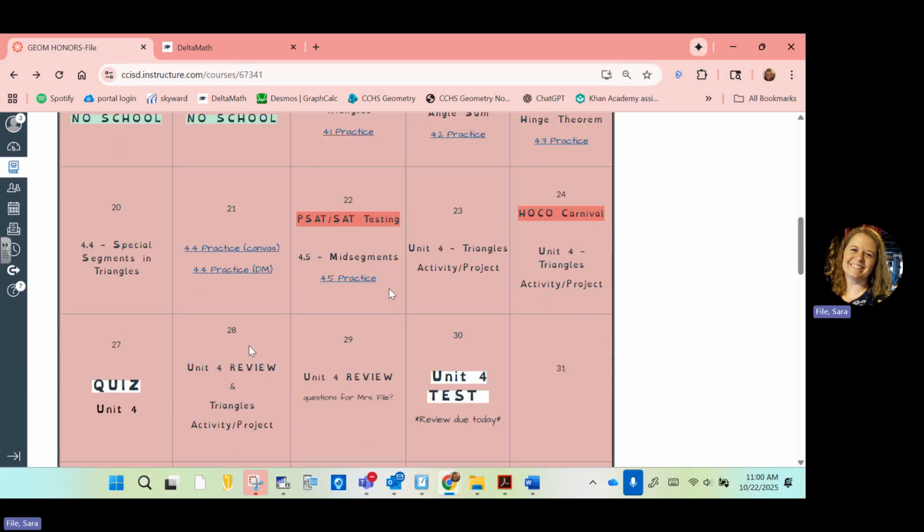Our test is a week from tomorrow. We're going to have a quiz on Monday. You can see the calendar here. That was it for notes. That was our last topic. We're going to do some activity mini project type thing over the next couple days. Remember, Friday's homecoming carnival, so we're going to have shortened classes for the most part. I think your 7th period is long, but all your other classes I think are short. And then the quiz, and then a couple of review days, and then your test. Any questions?